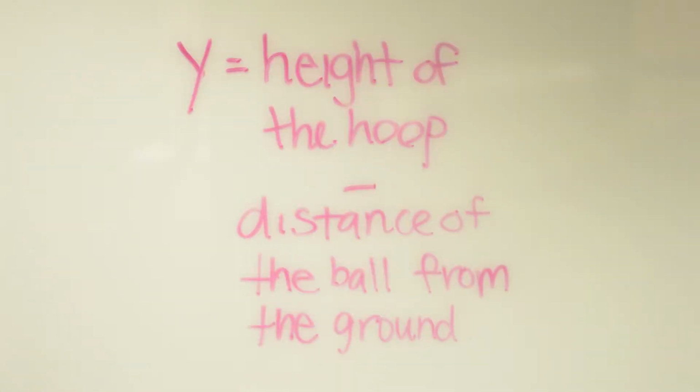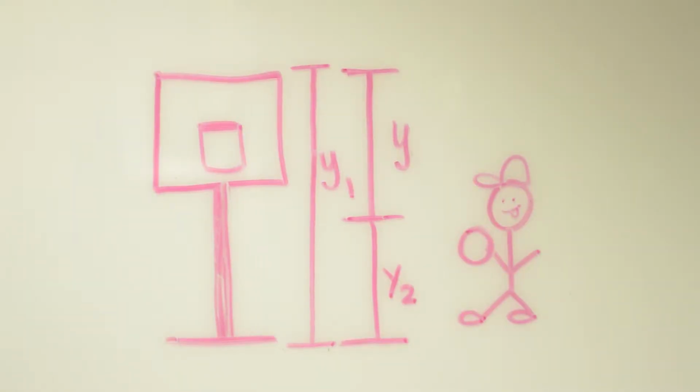Now, we need to calculate for y. And in order to calculate for y, we need to take the height of the hoop, subtract the distance of the ball from the ground. Here's an image to better understand this. y1 is the height of the hoop, and y2 is the distance from the ground to the ball. And y is what we're solving for. A few moments later.